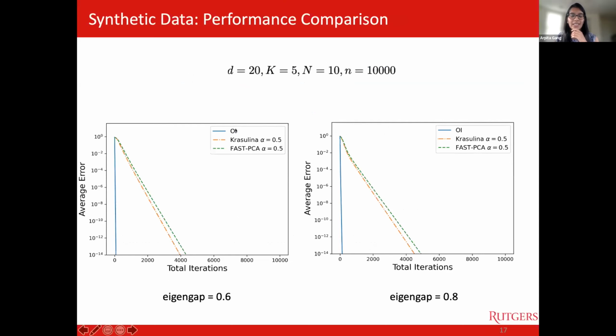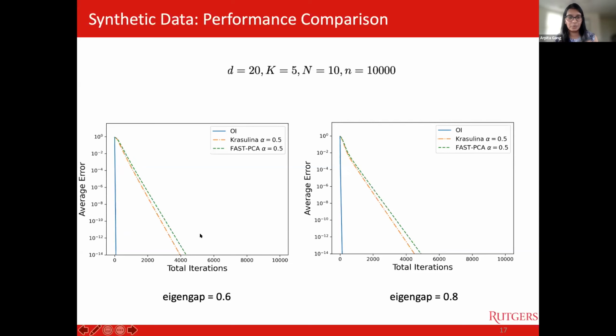OI is orthogonal iterations. This is another method for subspace estimation, and it's also shown that in case of distinct eigenvalues, orthogonal iteration also converges to the true eigenvectors, but orthogonal iteration has an added computational complexity of QR decomposition in every step. That's there in OI, but that's not there in Krasulina or FAST-PCA.